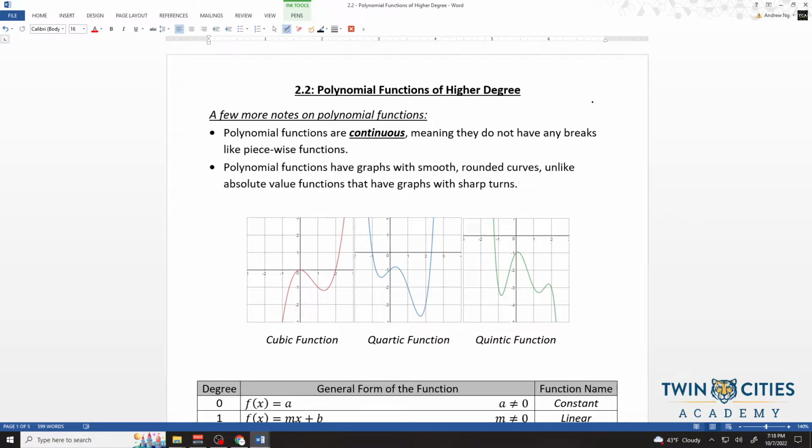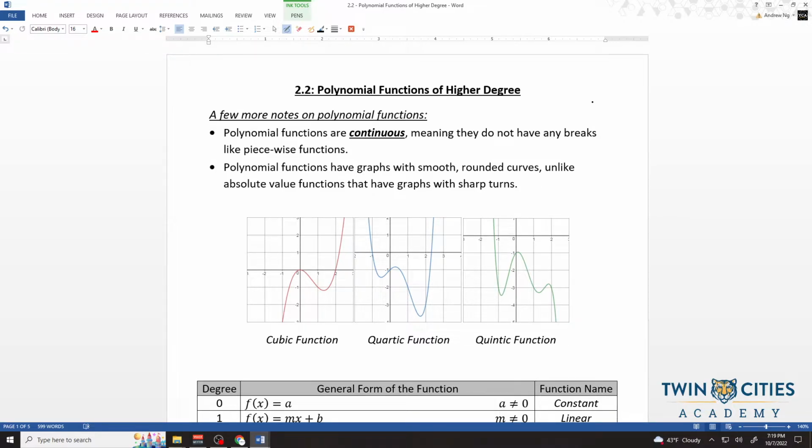Polynomial functions are continuous, meaning that there are no breaks like piecewise functions might have. And polynomial functions have graphs with smooth, rounded curves, unlike absolute value functions that have graphs with really sharp turns.